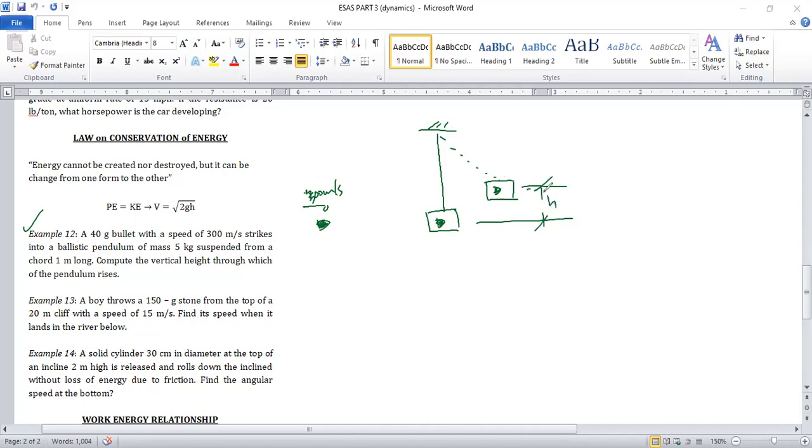So this would be the height. Okay, so we are asked to calculate the vertical height to which the pendulum rises.